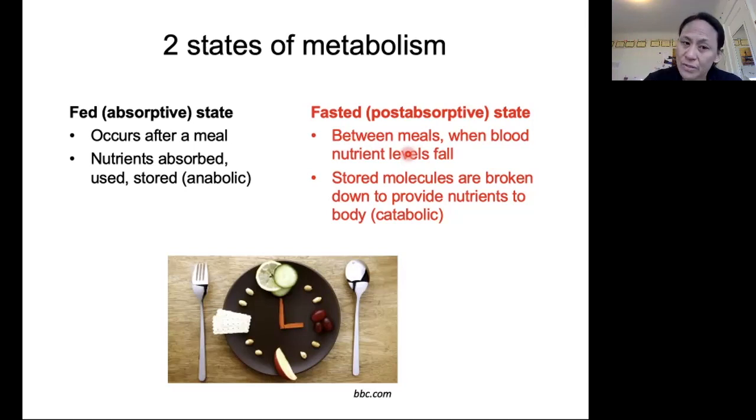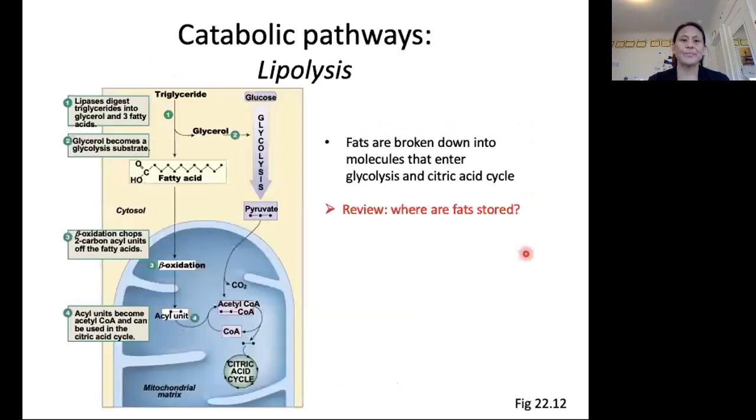And what we're going to do during fasted state metabolism is tap into those stores that we made when we were in fed state metabolism. We're going to break those down to free up those molecules, mostly for energy use. Okay, so I want to start by showing you some of the catabolic pathways that we are going to be utilizing during fasted state metabolism.